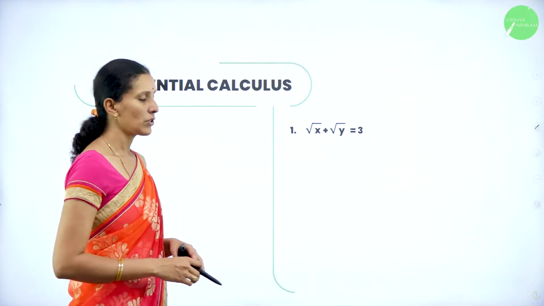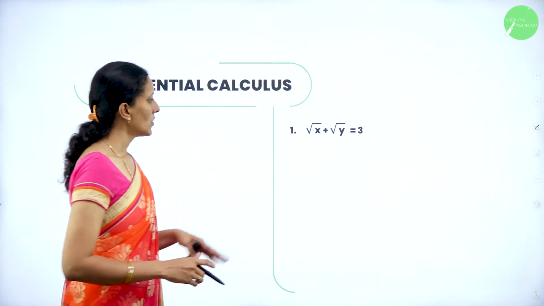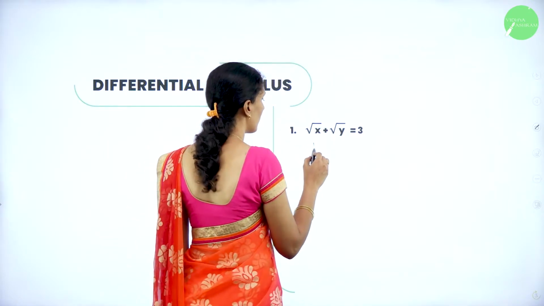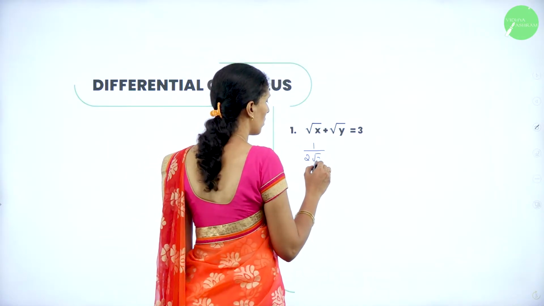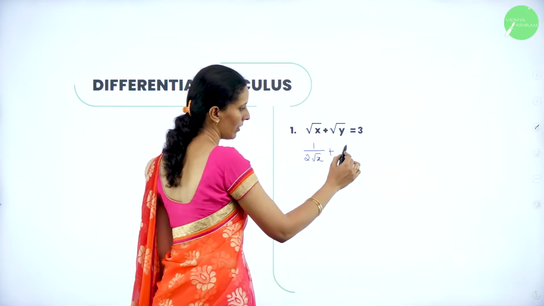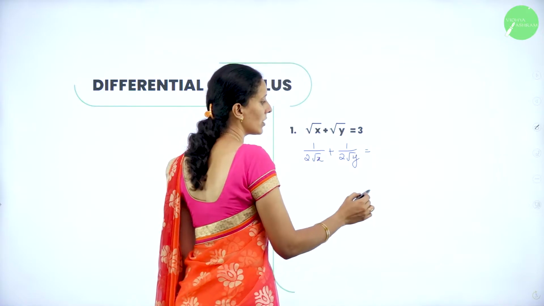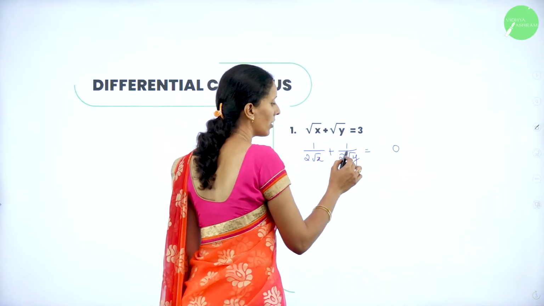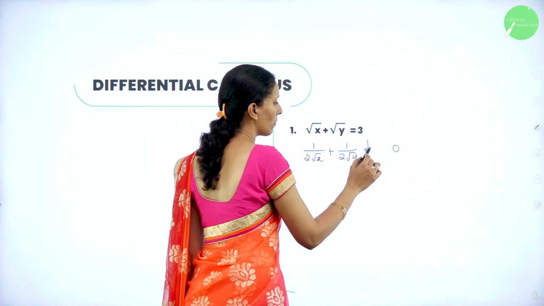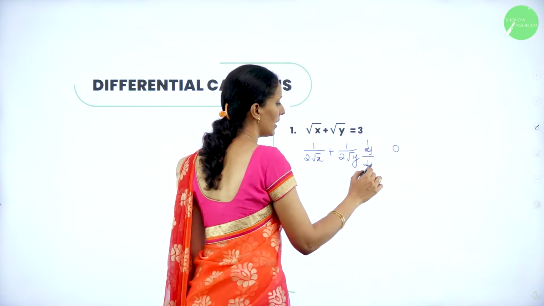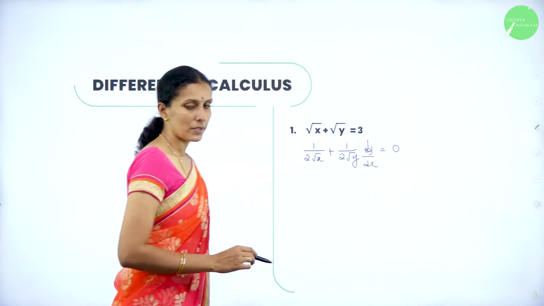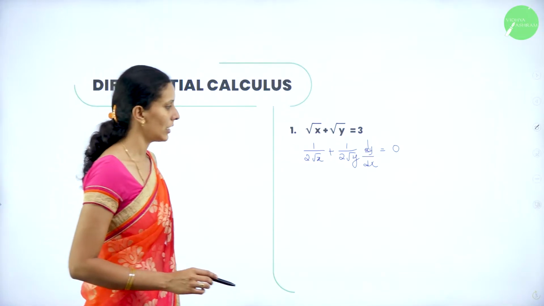Root x plus root y is equal to 3. So what is the derivative of root x? 1 by 2 root x. What is the derivative of root y? 1 by 2 root y. What is the derivative of constant? It is 0. But I said when you are deriving y, you have to write one more term, that is dy by dx. Don't miss writing dy by dx.